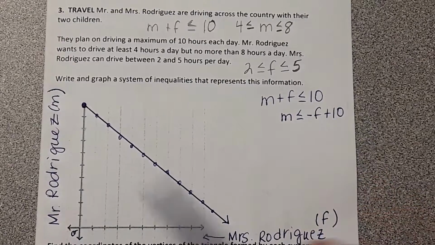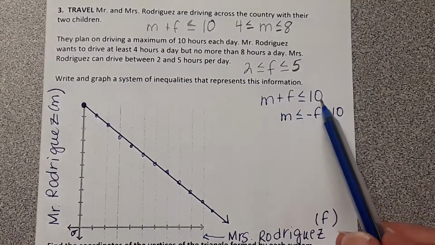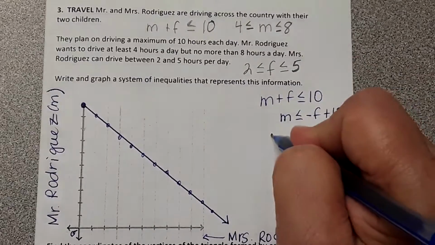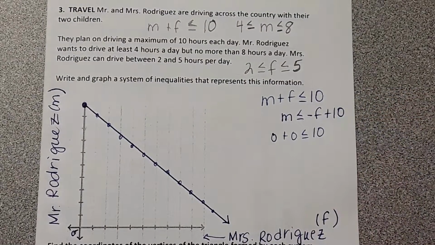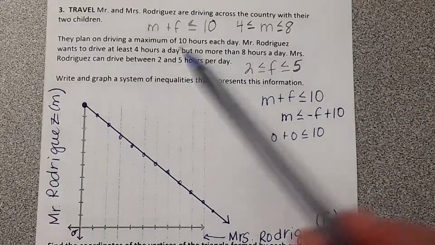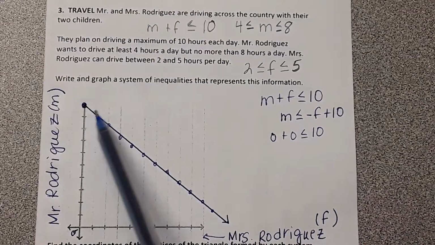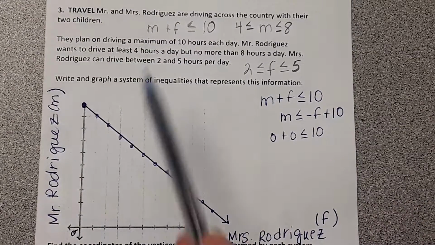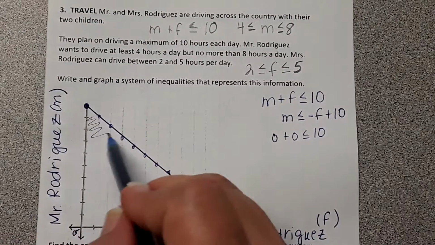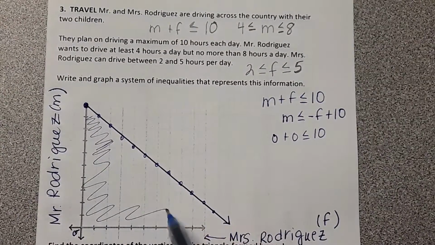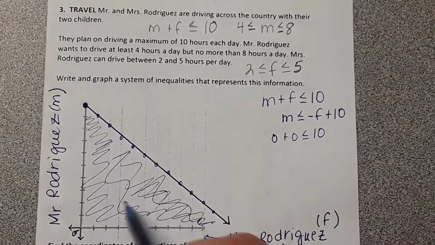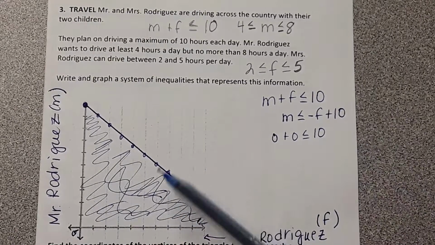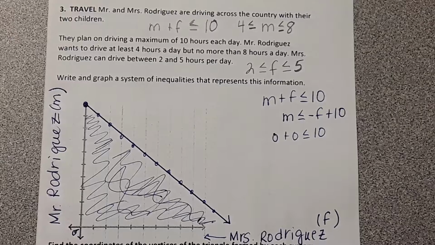If I plugged in 0, 0 is less than 10, correct? If I plugged in 0 for M and 0 for F, is that a true statement? So we're going to shade really lightly here. Well, some of us are going to shade really lightly. Okay, so I shaded right for the first equation.